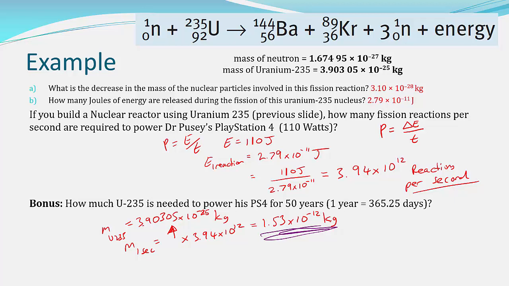So what we do is we amplify the problem. We say, how much will I need for 50 years? The mass that I need for 50 years is going to be that number again, the 1.53 times 10 to the negative 12, and that's for 1 second. Times it by 60 to get it for 1 minute, times it by 60 again to get it for 1 hour, times it by 24 to get it for 1 day, and times it by 365.25 to get it for 1 year, and then multiply it again by 50 to get it to 50 years. So you multiply it by a lot of numbers, and if we do that and chuck it in our calculator, what you should end up with is 2.4 grams.